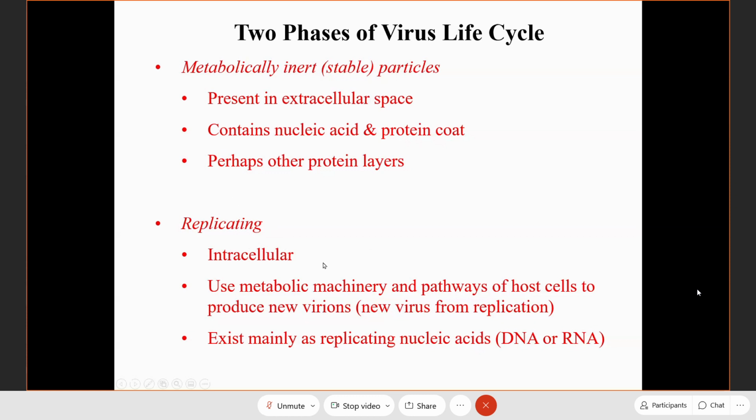So replication is always intracellular. They take over the host metabolic machinery pathways to produce new virus for replication. And then they exist mainly as replicating nucleic acid, DNA or RNA, inside the cells. It is what you're going to see in many cases.